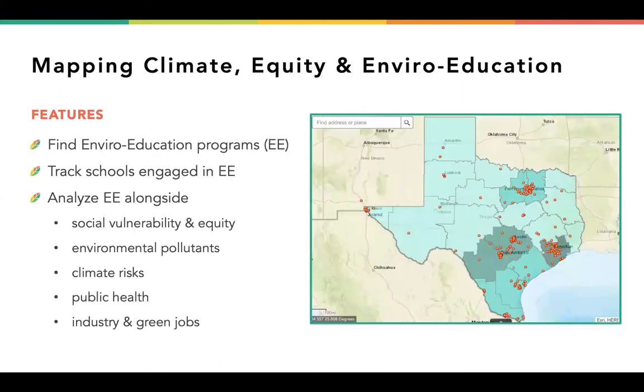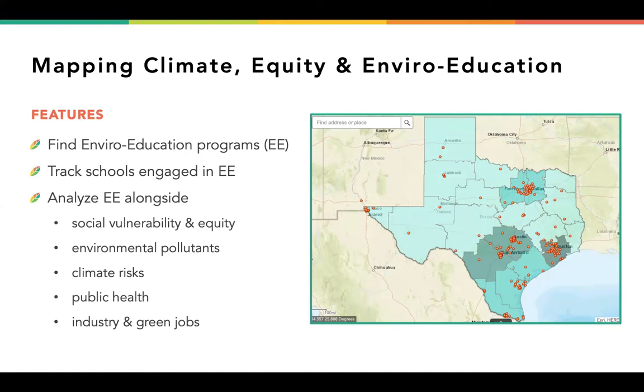A quick snapshot of the climate equity and environmental education map is here to your right. It is indicating a few different things. You can see the shades of teal, which represent the environmental education programs and density. So which areas of Texas in this case have the most concentration of these types of programs. Also the headquarters, you see in the red dots for those organizations. We also were tracking schools engaged with environmental education. And then with that, being able to really look at a number of other map layers around social vulnerability and equity, environmental pollutants, climate risk, public health, industry and green jobs, and quite a few other factors.